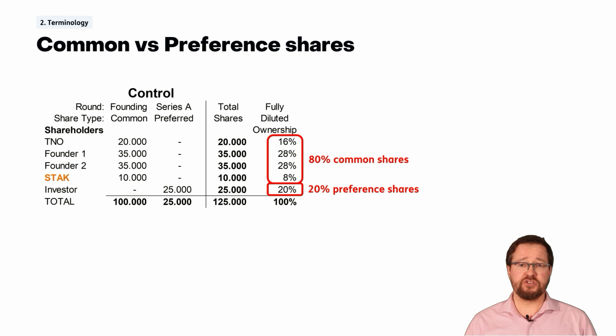Hence, the preference shares have additional rights. Again, this is too technical to go into depth within this video, so we will deal with that separately. Two things we will mention here that often come with preference shares. One, they usually have a veto right on specific decisions in your company, and two, on exit of the company, the proceeds are first paid to the preference shares and what's left goes to the common shares.